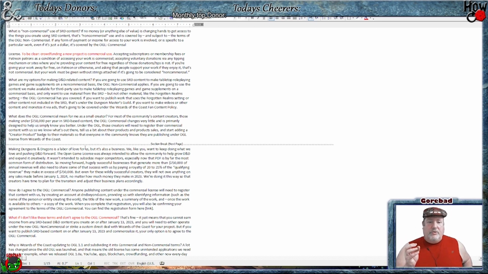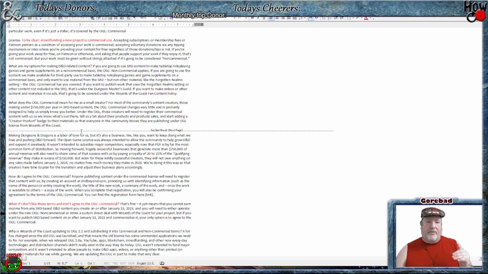here's where we come down to numbers. Those making under $750,000 a year using SRD-based content and the OGL, that's one number to remember. And then there are some other numbers that we're going to highlight as we go through. But these are all things that matter in 1.1 that did not matter in the original OGL because it was irrelevant.